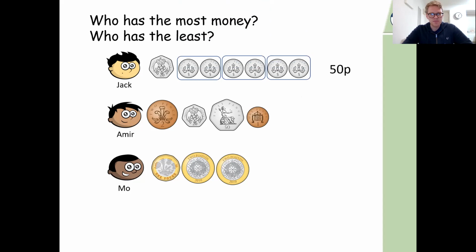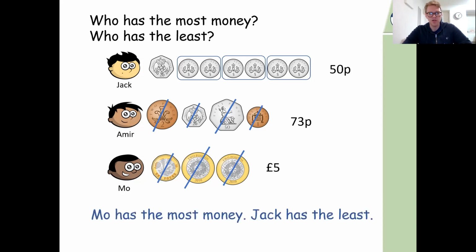For Amir's, sorry, just showing what we're talking about there. For Amir's, again, I'm going to actually start by doing this in a descending order. So I'm going to do 50p first, then 20. 50 and 20 is 70. Then my 2, so 72. Then my 1, so 73. And for Mo here, same again, I'm going to think about this in descending order. I'm going to do my £2 first. So that's 2 plus 2, that's 4, plus the 1, that's £5. So Mo has the most money, Jack has the least.